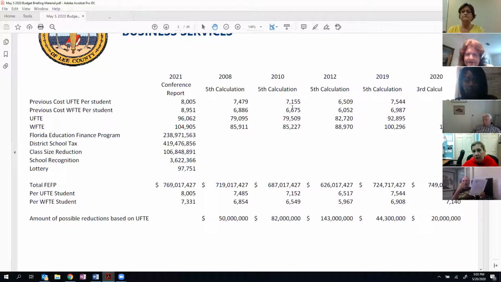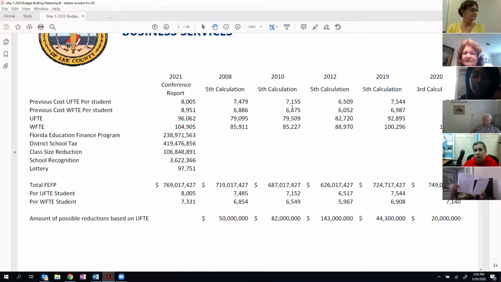So then we started looking at, okay, what if we went back to last year's or the current year's or the year before? What would that look like with our student population where it is now? So we went back to 2019, and at that level, we were getting $7,544 per student. That is about a $44.3 million loss to Lee County. So we said, okay, what if we got the current year per student allocation? What would that look like? And that would be about a $20 million loss to Lee County.